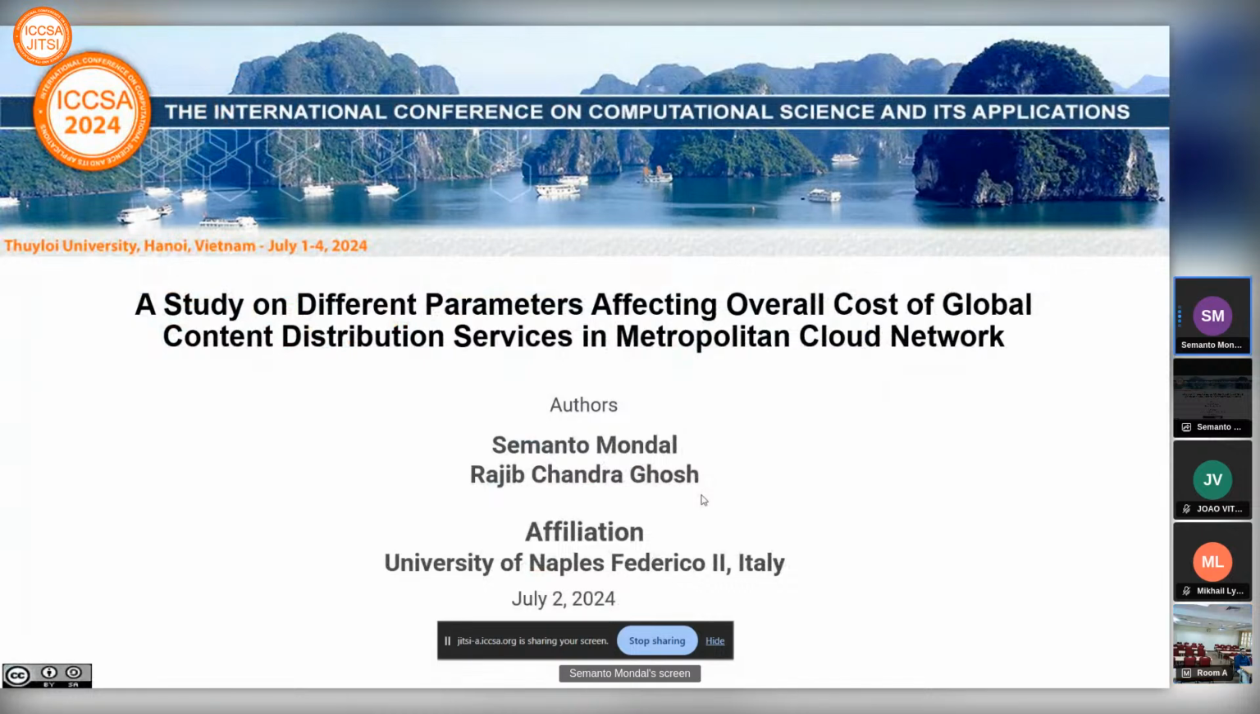So I am Shimanta Mandal. Currently, I am doing my masters at the University of Naples Federico II, in data science. So today I'll be presenting my paper titled "Study on Different Parameters Affecting the Overall Cost of Global Content Distribution Services in Metropolitan Cloud Network."